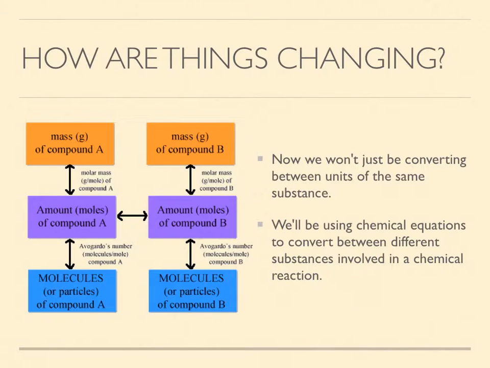So the way things are going to be changing in this unit is that we're not just going to be converting between units of the same substance. We'll be using chemical equations to convert between different substances that are involved in the reaction. So if you look at this picture here, it's not just one thing that I'm converting between. I'm not just going between mass of a compound, in this case compound A, to moles of it, to particles of it. It's not just that anymore. Now we can go from mass of compound A to maybe mass of compound B.